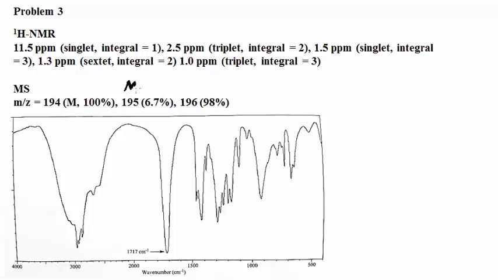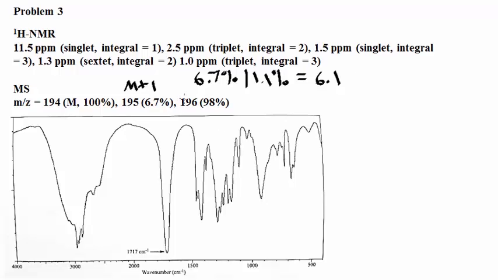The M+1 peak at 195 has a relative abundance of 6.7%. If we take that value again and divide it by 1.1%, we get the number of carbon atoms. So this gives us 6.1. So we know that there are 6 or 7 carbon atoms.